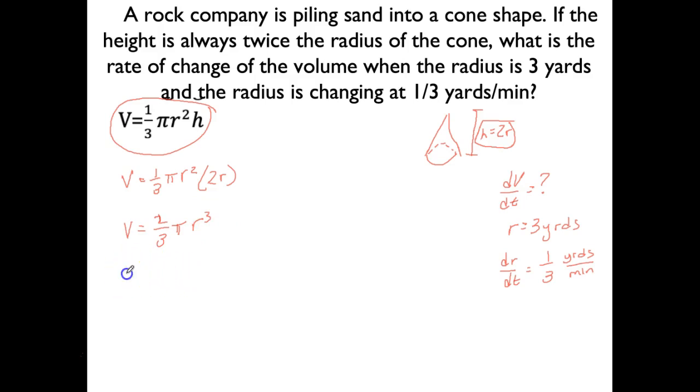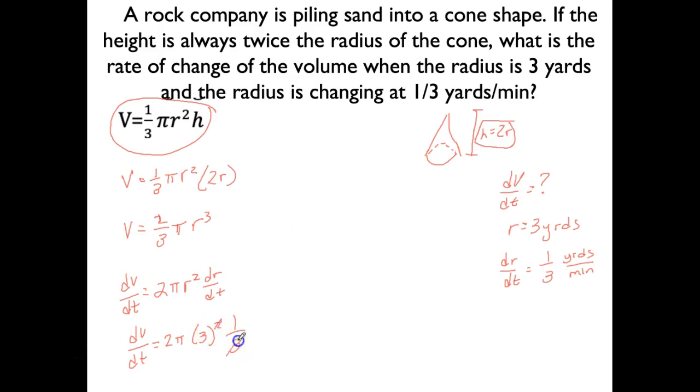Okay, step 4, take the derivative. Okay, the change in volume is going to be equal to, this comes down, 6/3 is 2 pi r squared dr over dt. Okay, now do I have everything? I have the radius is 3, and I have the change in radius, which is 1/3. So I do have everything I need. It's going to be 2 pi 3 squared times 1/3.